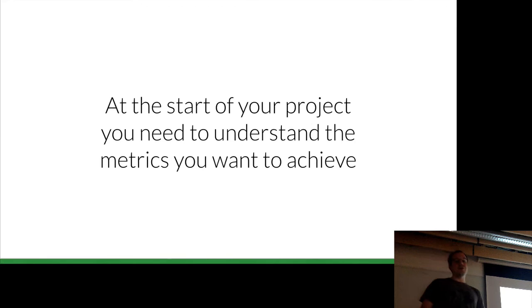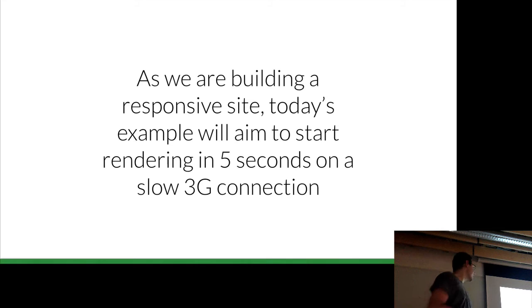At the start of your project, you need to understand what metrics you want to achieve, and then we use these metrics as the basis for our budget. This example is actually based on what we're doing at Beamly. As we're building a responsive site, in today's example, we want to start rendering our site in 5 seconds on a slow 3G connection. We saw earlier that the Guardian site is doing it in 4.2 seconds, so that's not too unreasonable.